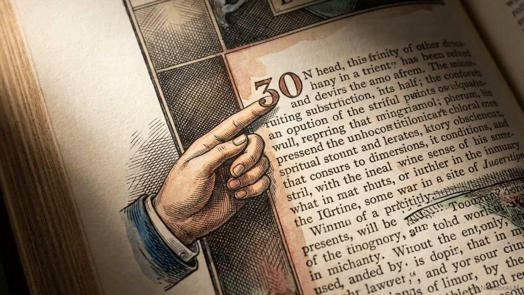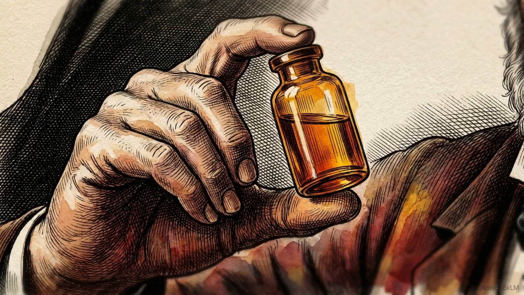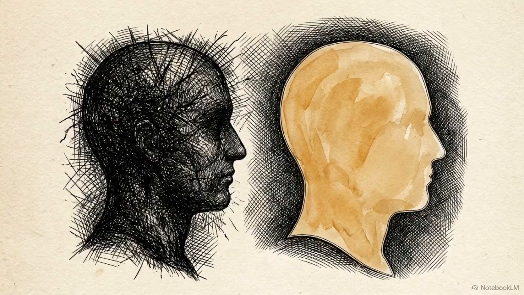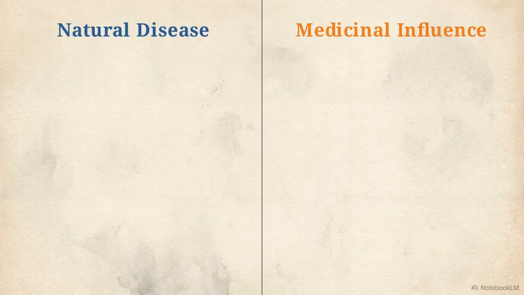Aphorisms 30 through 33 raise a theoretical question. If a stronger similar influence is required to displace an illness, why rely on medicinal preparations instead of simply exposing the patient to another natural disease? This comparative matrix outlines Hahnemann's answer. Let's look at the operational differences between a natural disease and a medicinal influence.